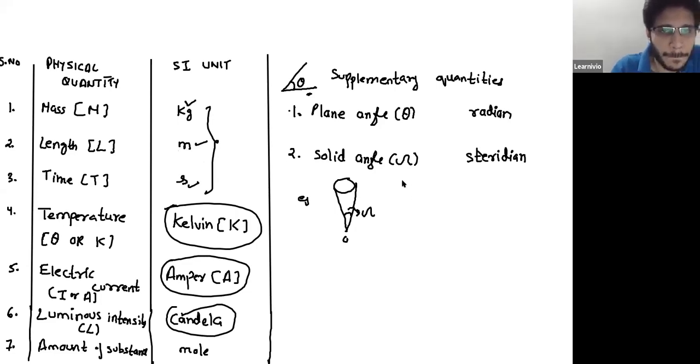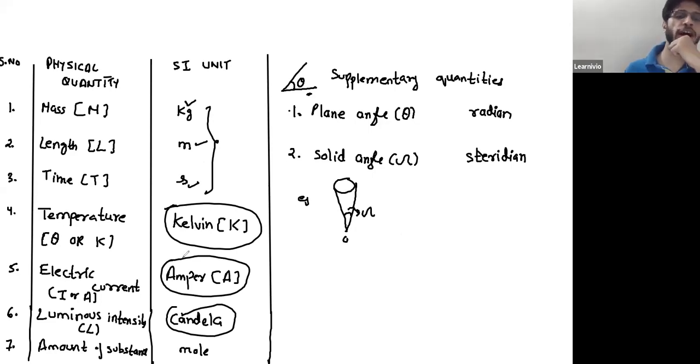So because these SI units, Kelvin, Ampere, have been named after scientists, they're in capital letter. Okay, yes, sir, because capital M has already been used in mass, and in temperature capital K, sorry, temperature.